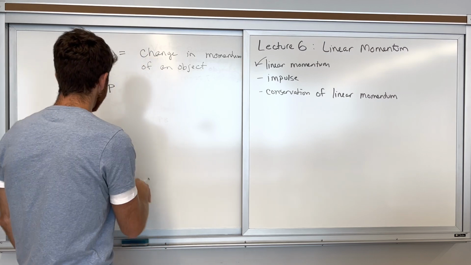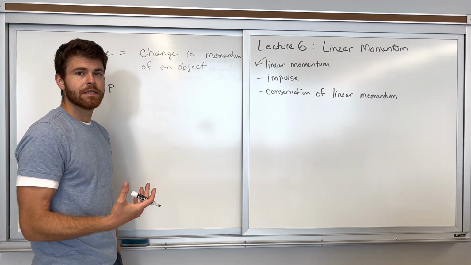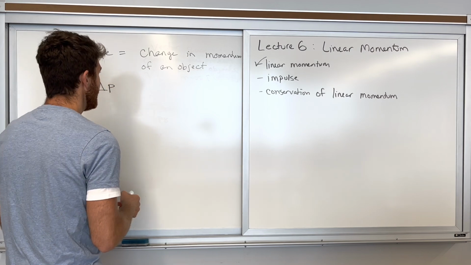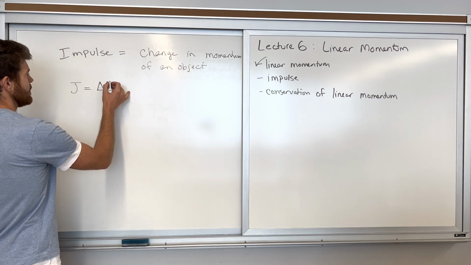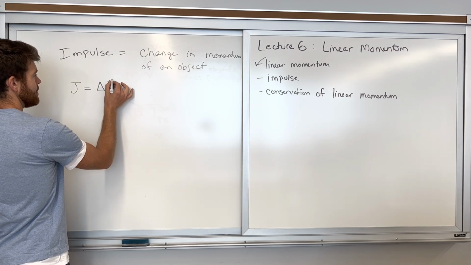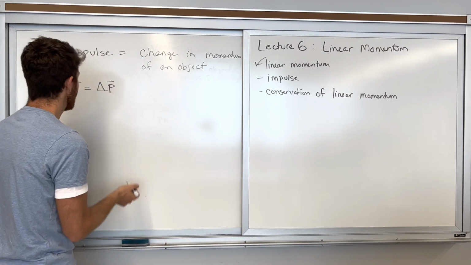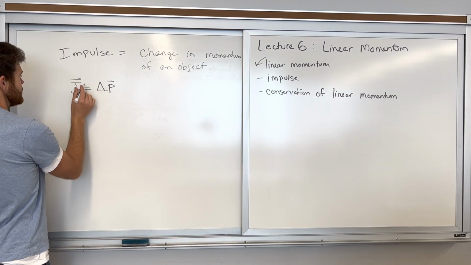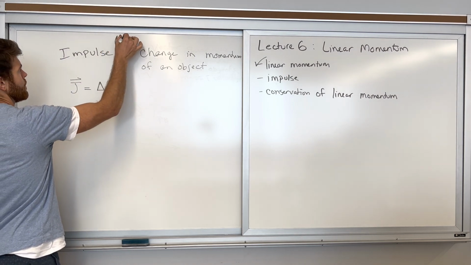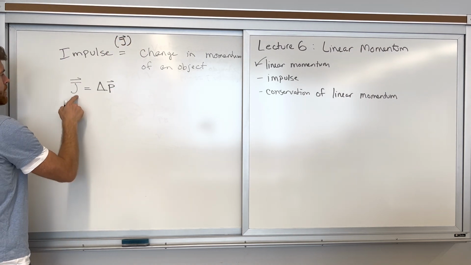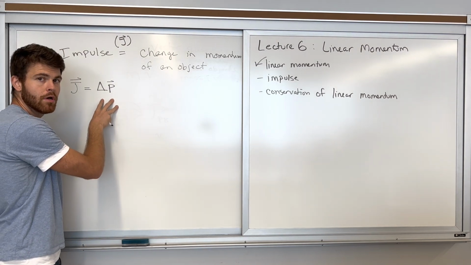Moving forward, the textbook boldfaces vectors, but it's hard to boldface variables when drawn on a board. So another convention of identifying vectors is using an arrow, and that's what we're going to do from here on out. You put an arrow above the variable, and that denotes that it's a vector quantity. So impulse, J, is a vector quantity, and it's equal to the change in momentum of an object.